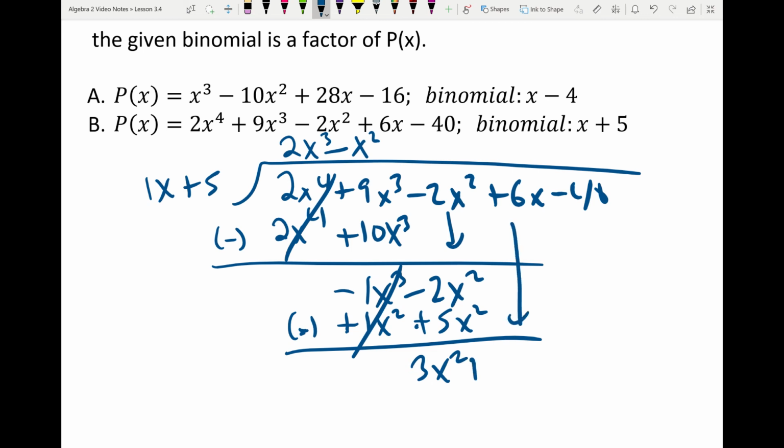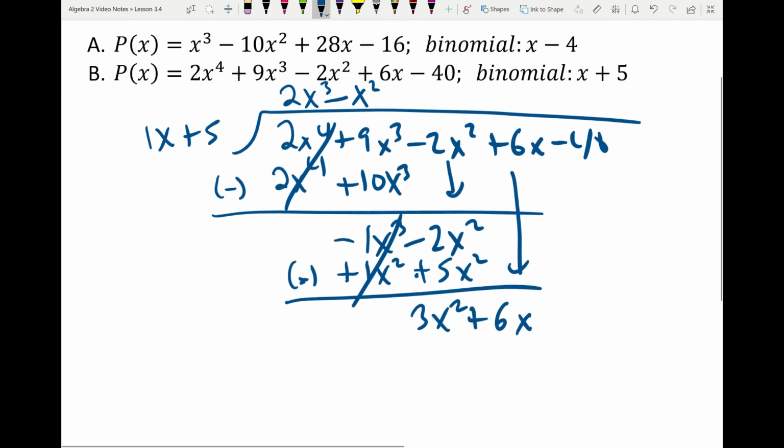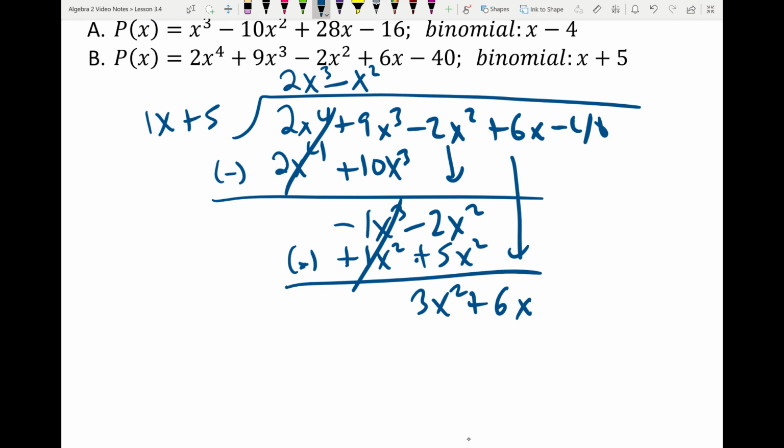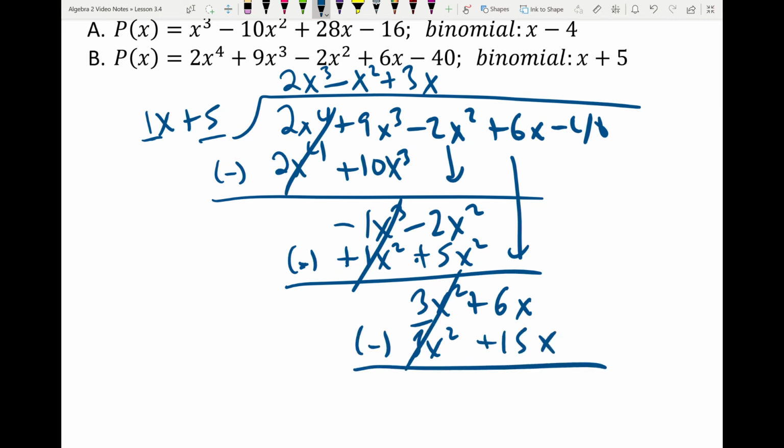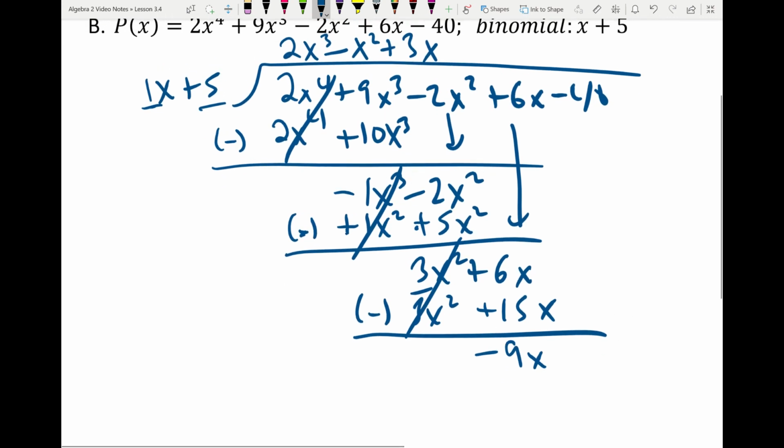Bring down the 6x. All right, so 1 goes into 3, 3 times, and you have an x left over. x goes into x squared x times. So we have 3x squared. 3x times 5 is 15x. Subtract. Cancels. 6 minus 15 is negative 9. Bring down the minus 40.